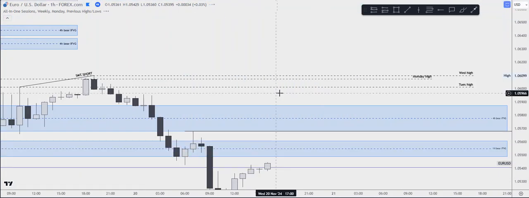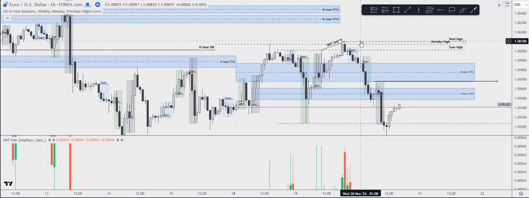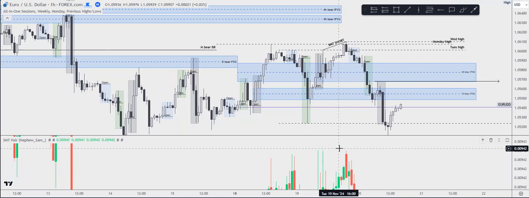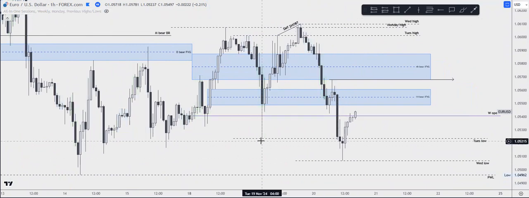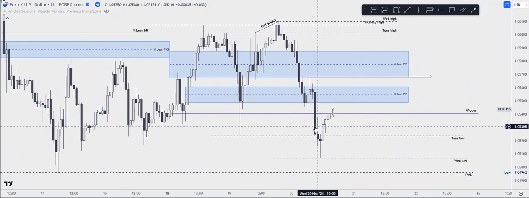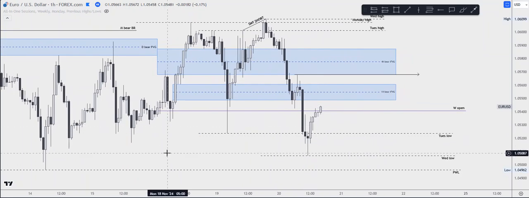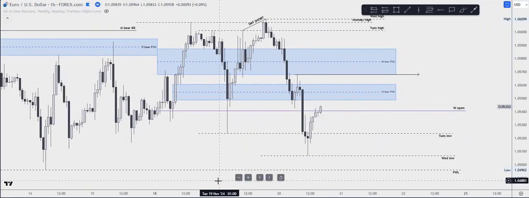What you can see on the 1 hour chart, let me show you this SMT. This is the DXY inverse chart. The price created a higher high, so we have an SMT for short on the 1 hour, and also the 1 hour has made a break of structure to the downside. So this is Wednesday. Let's just go to midnight.